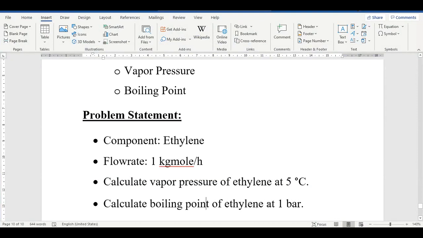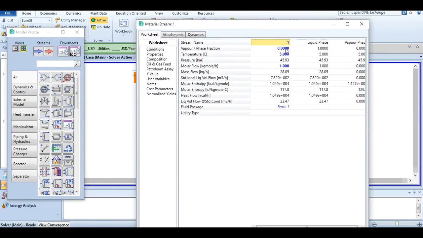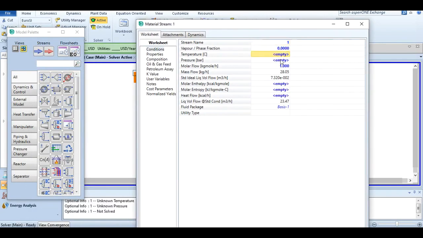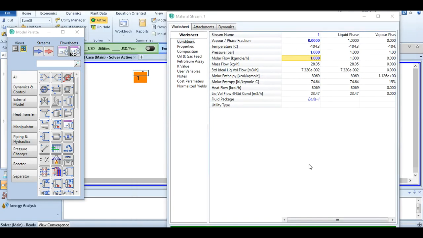Now calculate the boiling point of ethylene at 1 bar. So what we will do now, we will double click on it. We won't disturb this value. We will just remove 5 degrees centigrade and we will give a pressure of 1 bar. And you see the boiling point is minus 104.3 degrees centigrade. So this is how you calculate vapor pressure and boiling point of any component which you will be using in a distillation column.